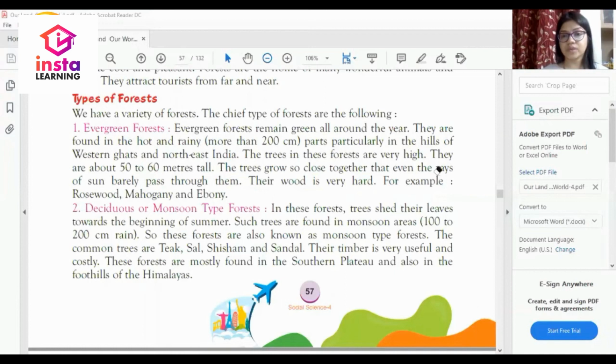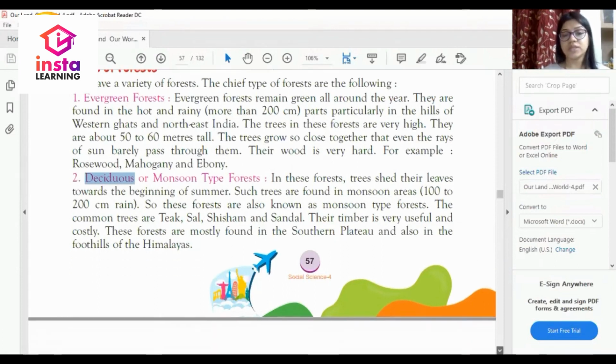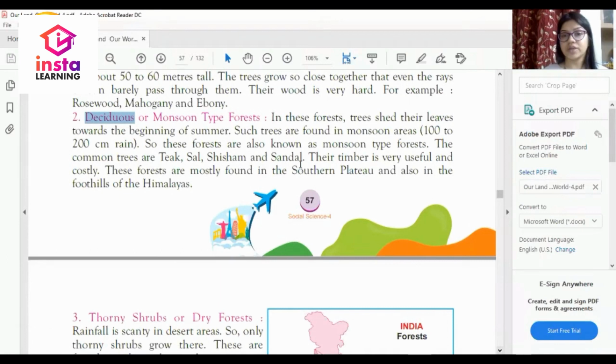So let's discuss the second one, that is, the number 2 is deciduous or monsoon type forest. In these forests, trees shed their leaves towards the beginning of summer. Such trees are found in monsoon areas. So these forests are also known as monsoon type forest.